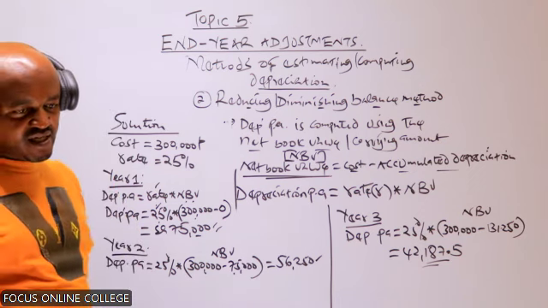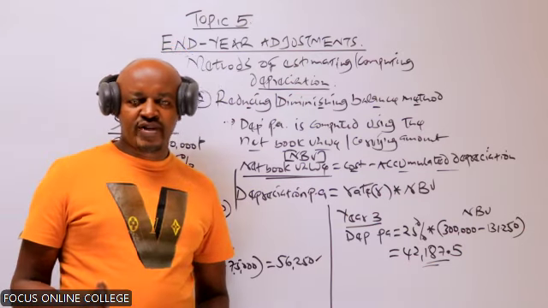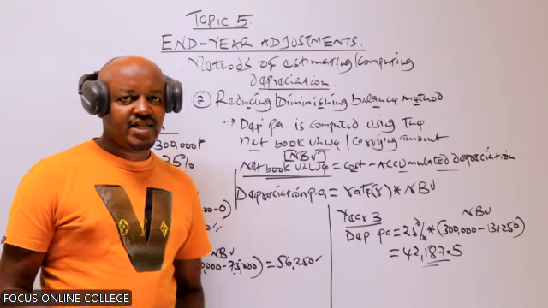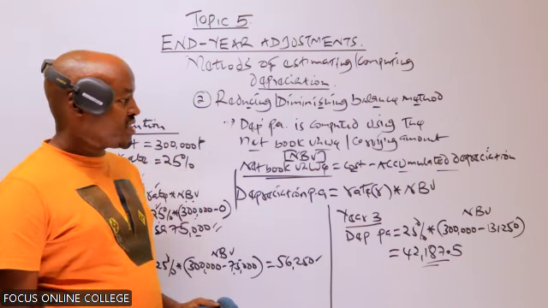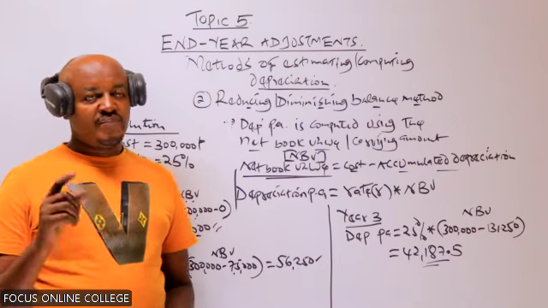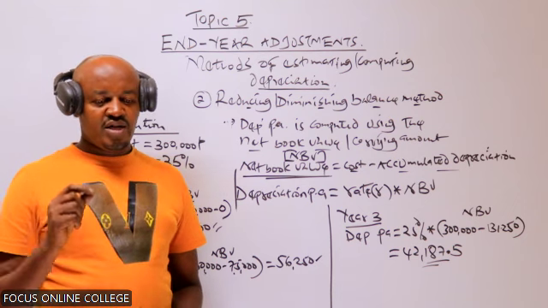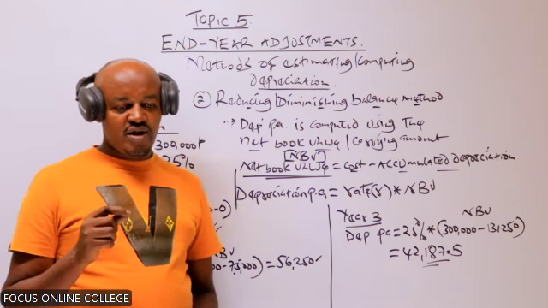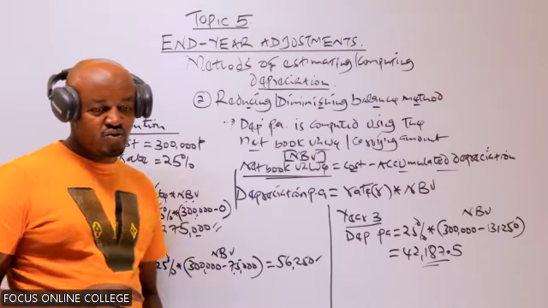And remember, I've said these are the two common methods most companies use, either the straight line method or the reducing balance method. So what you need to recall is that under the straight line method, depreciation is computed on cost. Under the reducing balance or the diminishing balance method, the depreciation is computed based on the net book value, based on the net book what?